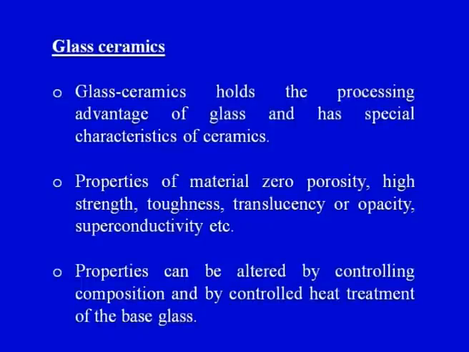Properties can be altered by controlling composition and by controlled heat treatment of the base glass. So, these are not the only properties that these materials possess. There are other types of properties which can be achieved with controlled heat treatment or by controlling the composition of the material that we are forming.